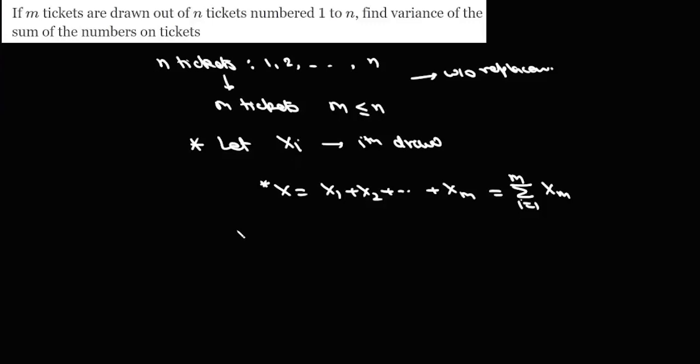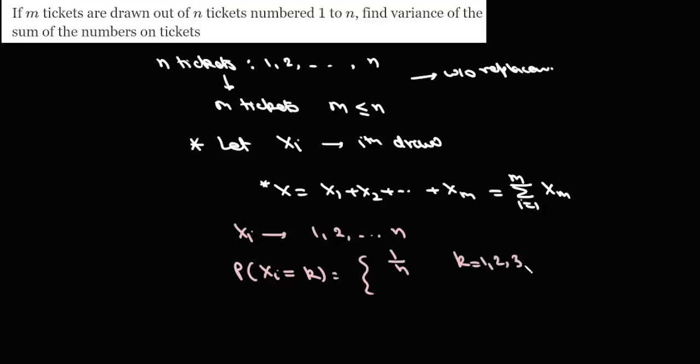Now if we talk about this ith draw, what could be the number on this draw? It could be any number from 1 to n. So if we write its uniform probability distribution, we can write probability that this Xi is equal to k, it will be equal to 1 by n if k is from 1 to n and it is 0 otherwise. So the probability that on the ith draw the number is k is 1 by n.